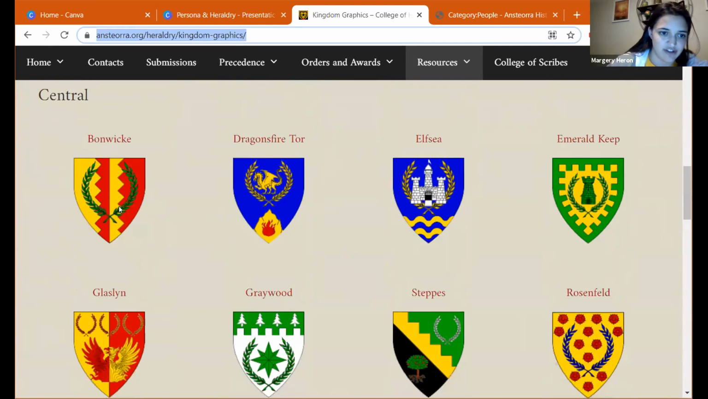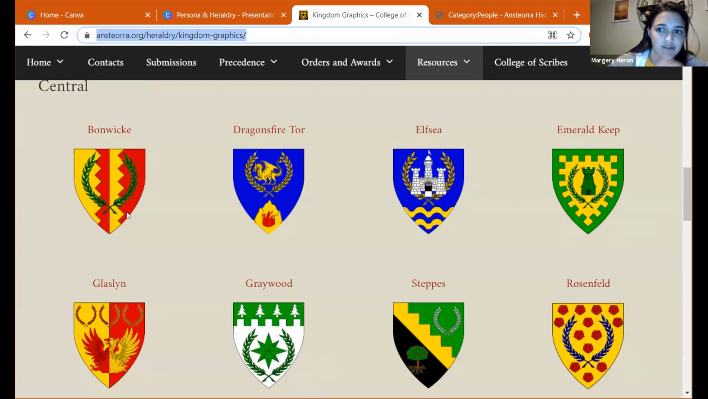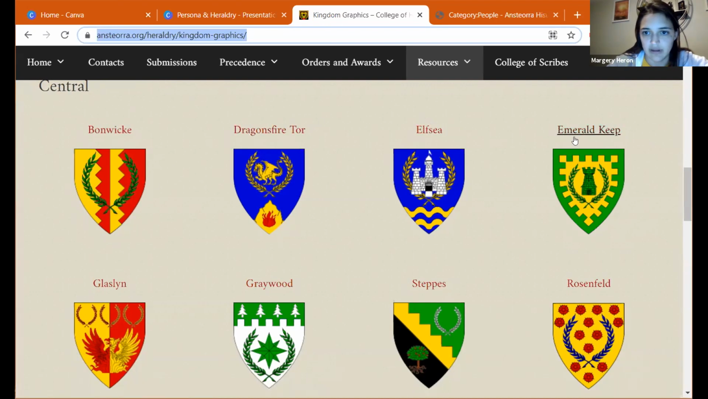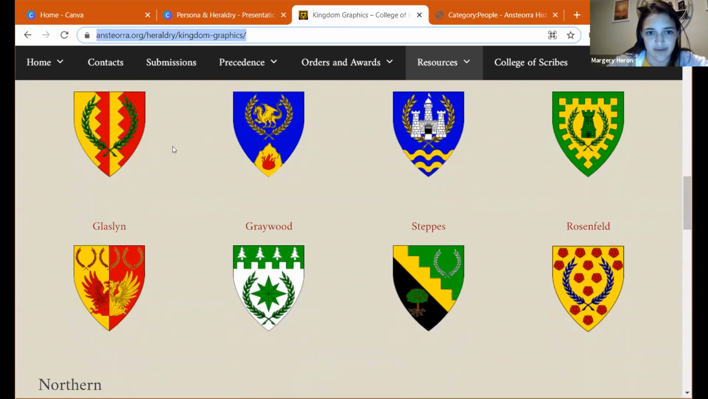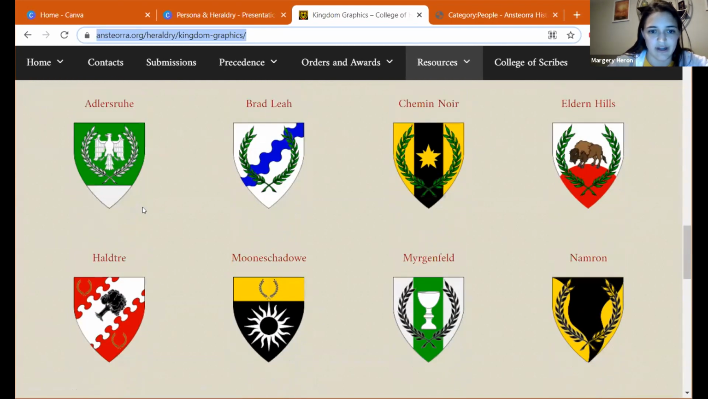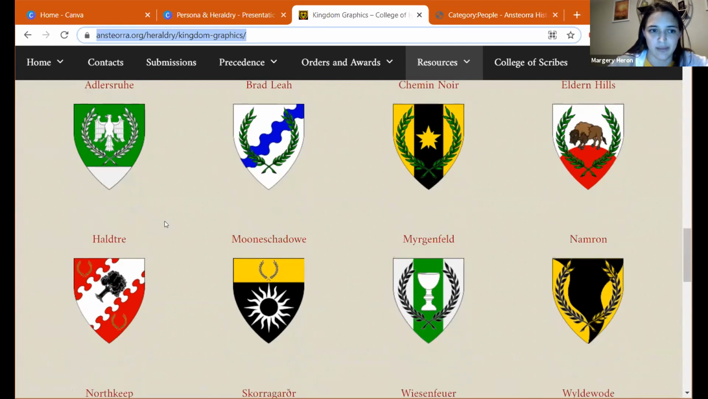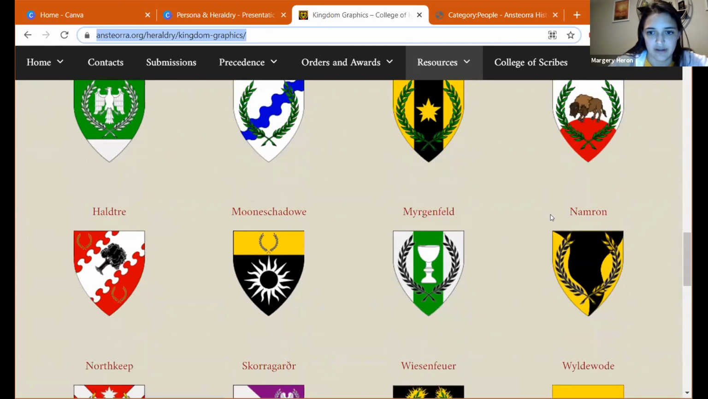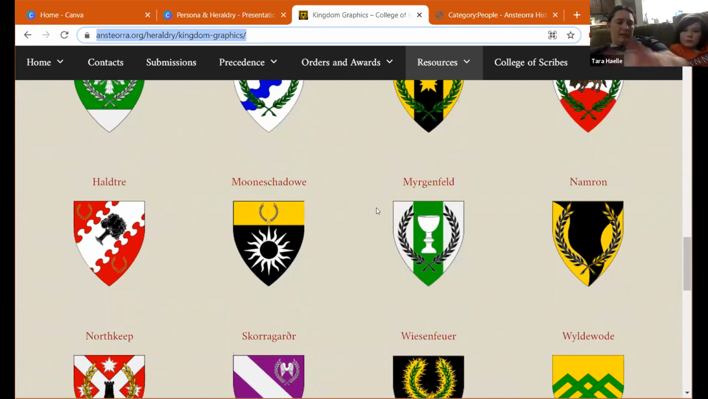Here are the groups in the central region. So that's the middle of the kingdom. It's the DFW area and kind of up into the Texas Panhandle. This is how you know what group you're looking at. Here's the northern regions. This is Oklahoma and the northernmost part of Texas. That's where our current royalty is from.